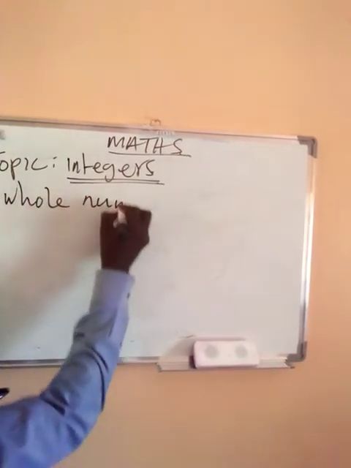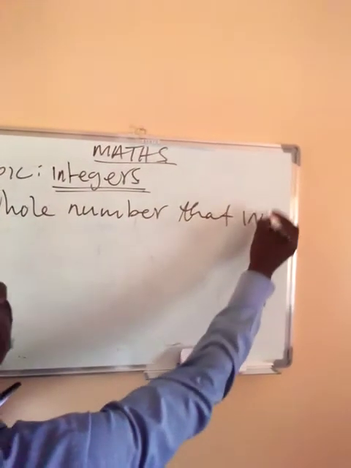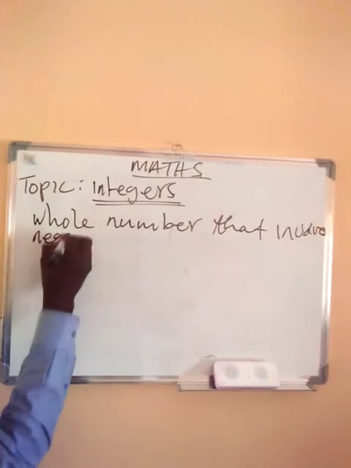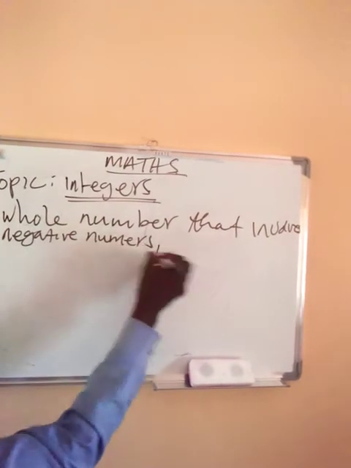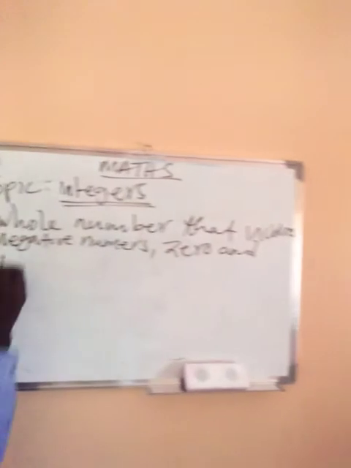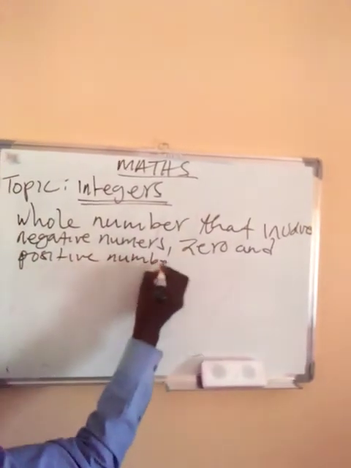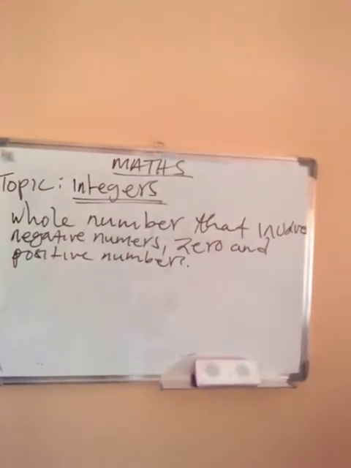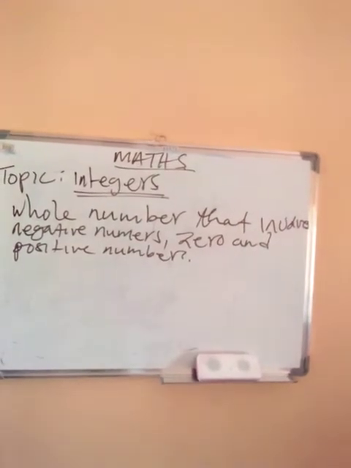Whole numbers that involve negative numbers, 0, and also positive numbers. This is what an integer is, including negative numbers, 0 and also positive numbers.